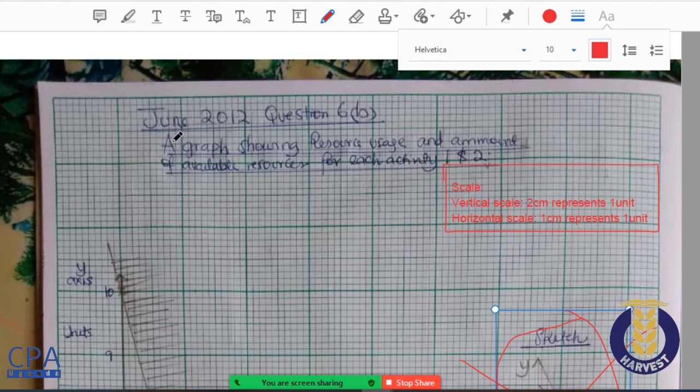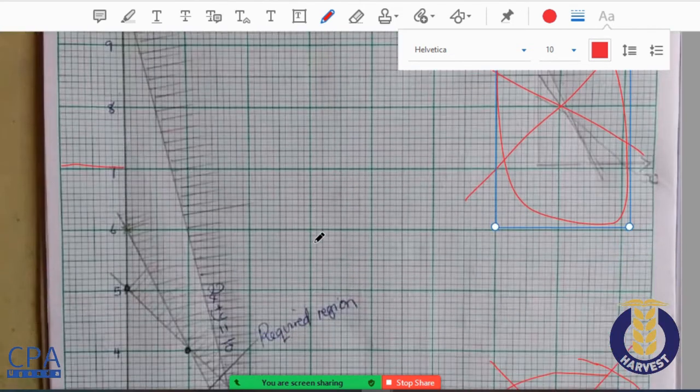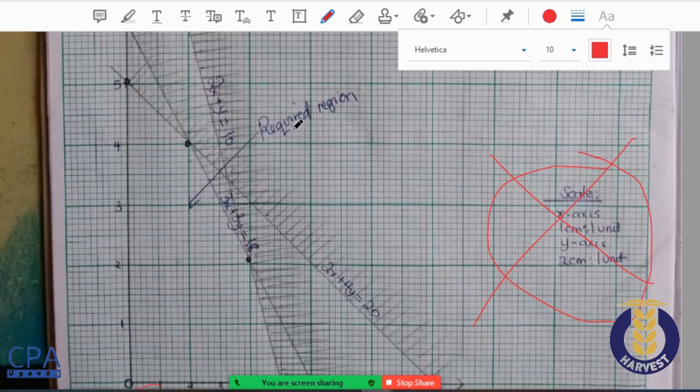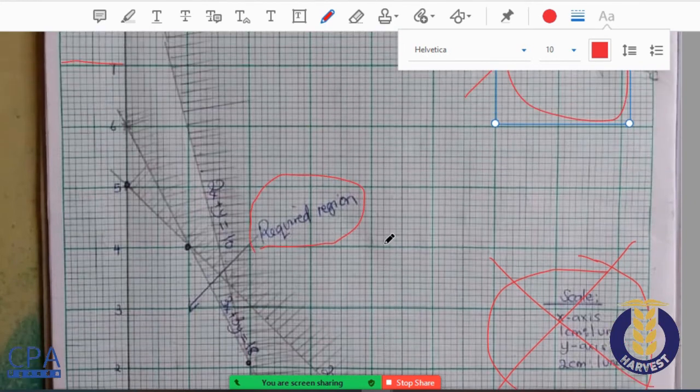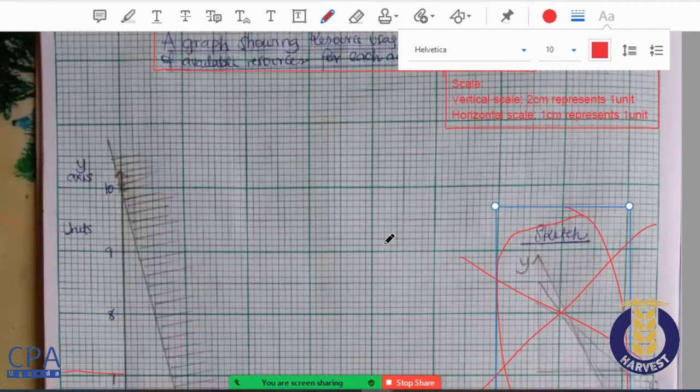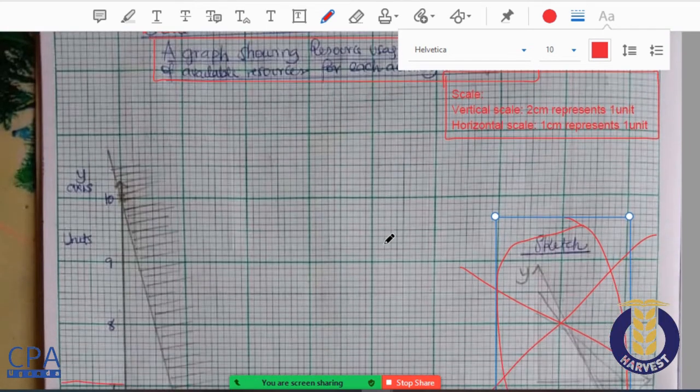Then don't put these things, June 2012 question 6, don't put them here. Here what I expect is the title. Okay, I expect the title. So your graph should have a title, and the title should not be written in ink. Ink should not touch the graph paper. The way the student did it, he's not complying. Ink, whatever you do on the graph must be in pencil.